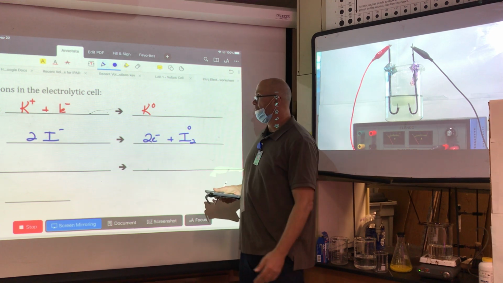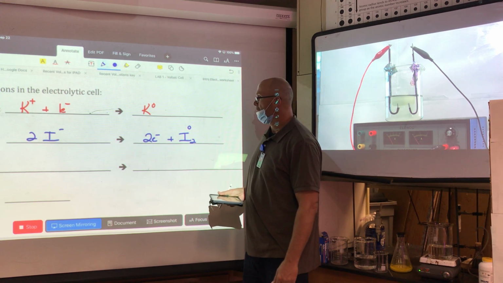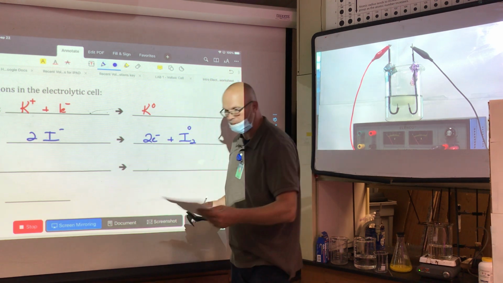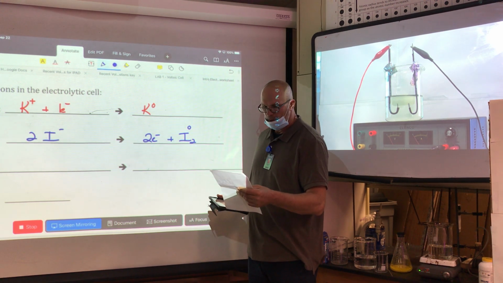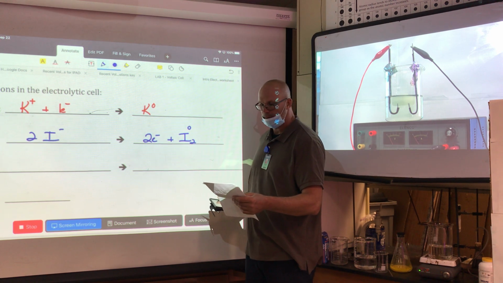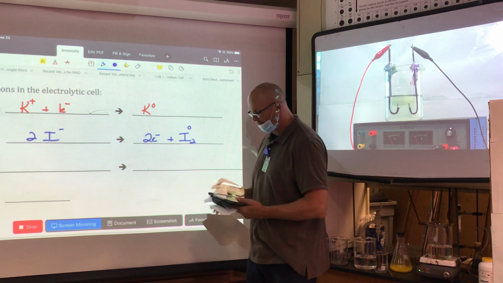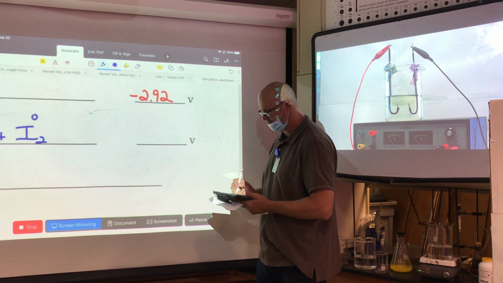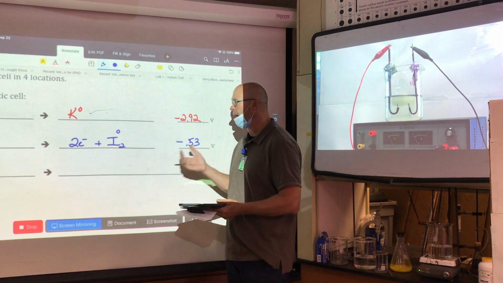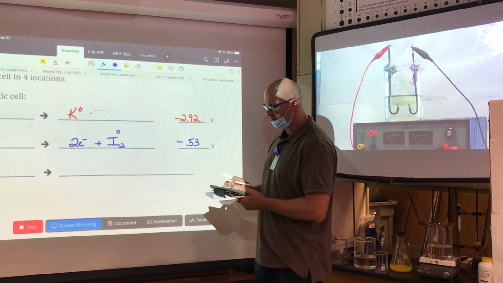Very simple. Now what's the net potential for iodine? I negatives hate to oxidize. So it's going to be negative 0.53. I've got to flip it around. So both don't like to occur. There's no pathway.